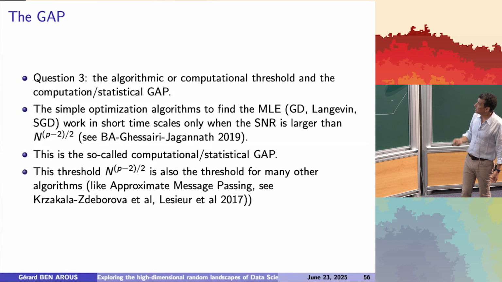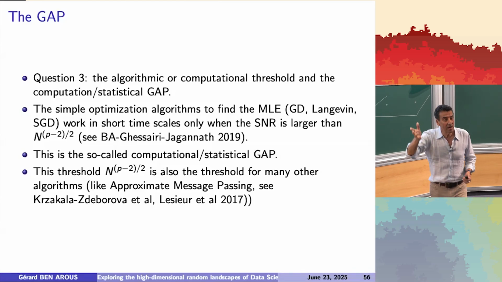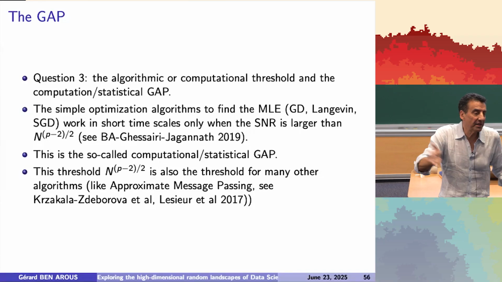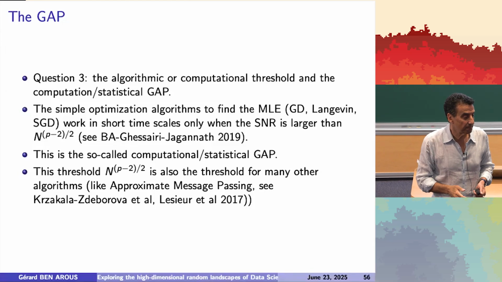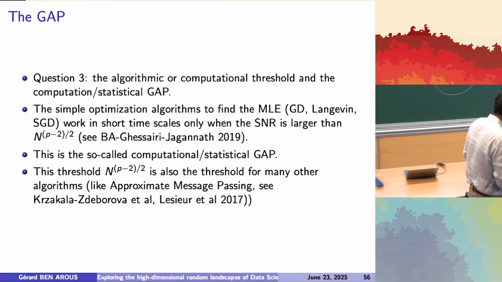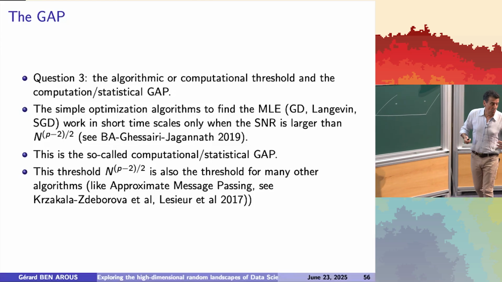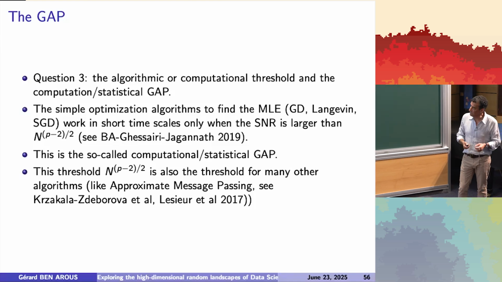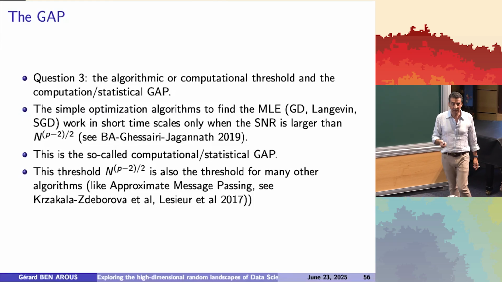All right. This threshold is also the threshold for many other algorithms. Here I'm talking about the simplest thing, the thing you would try. You build your likelihood function, you optimize it by whatever, SGD, GD, Langevin. They all fail at the same place. But you could do things which are less like that. For instance, you could use things that come from spin glass theory, which are supposed to be much smarter, like approximate message passing, and the threshold is the same. Okay, so there is something happening there.